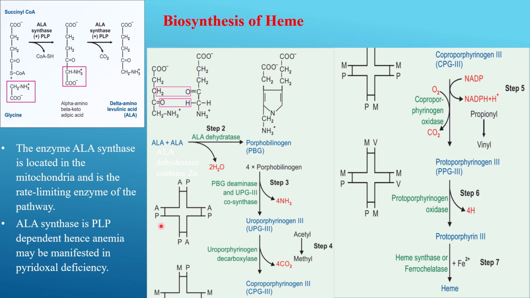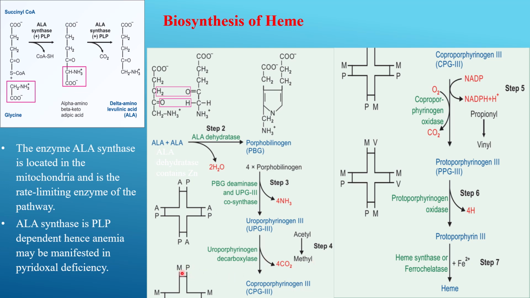That's how it is named uroporphyrinogen 3. In the next step, the uroporphyrinogen decarboxylase enzyme loses 4 carbon dioxide molecules and converts uroporphyrinogen 3 into coproporphyrinogen. What happens is that the acetyl group in the substituent site loses the 4 carbon dioxides and converts into the methyl group.